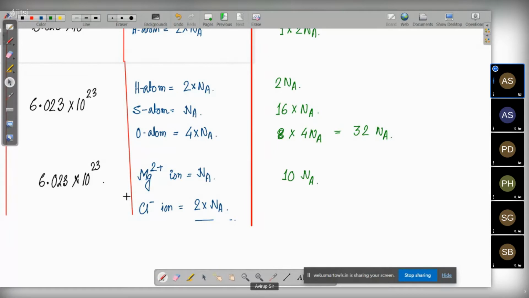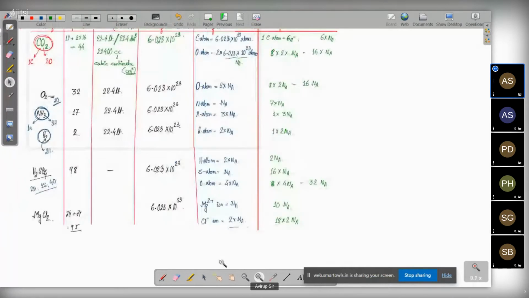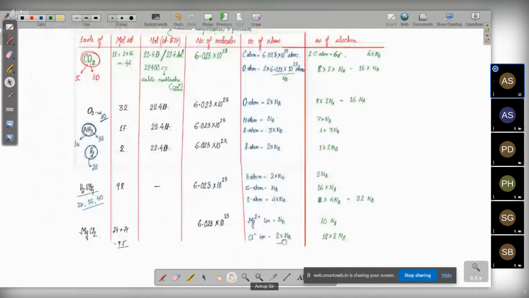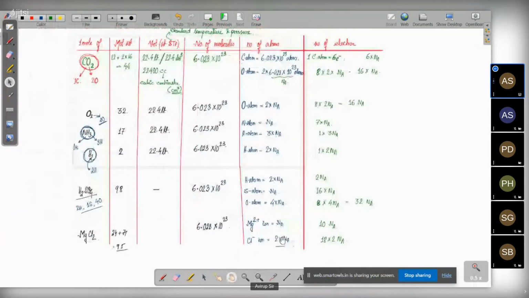Then see for chlorine. Chlorine has an atomic number of 17. Here you have 1 electron extra. That is 18 electrons. So 18 into 2 into Avogadro number. So this is how you do this table, and this is what the mole concept is. This is how you apply the mole concept.